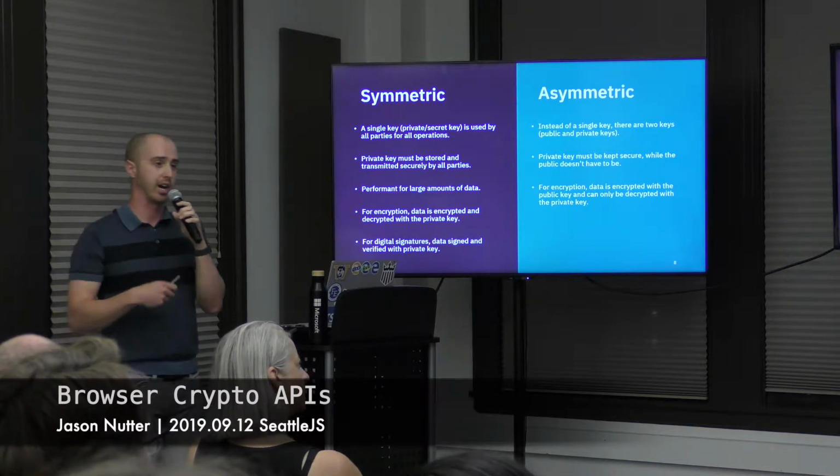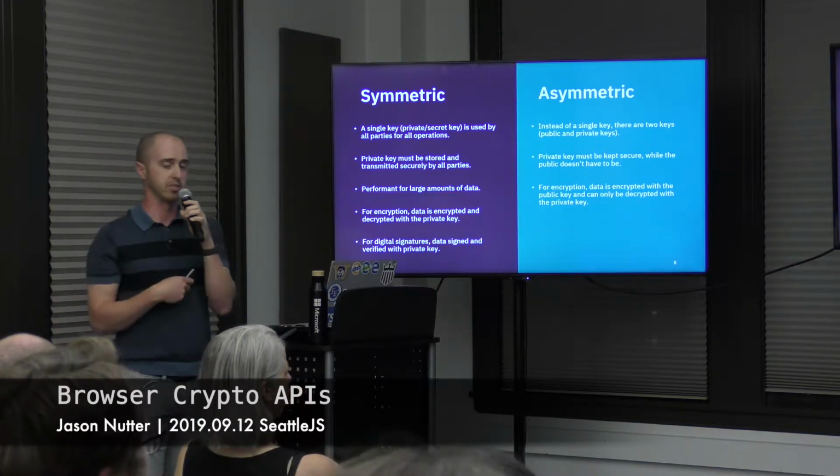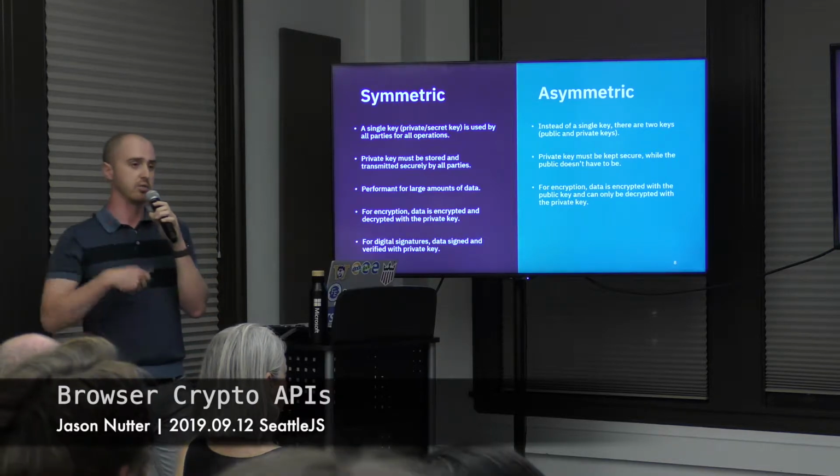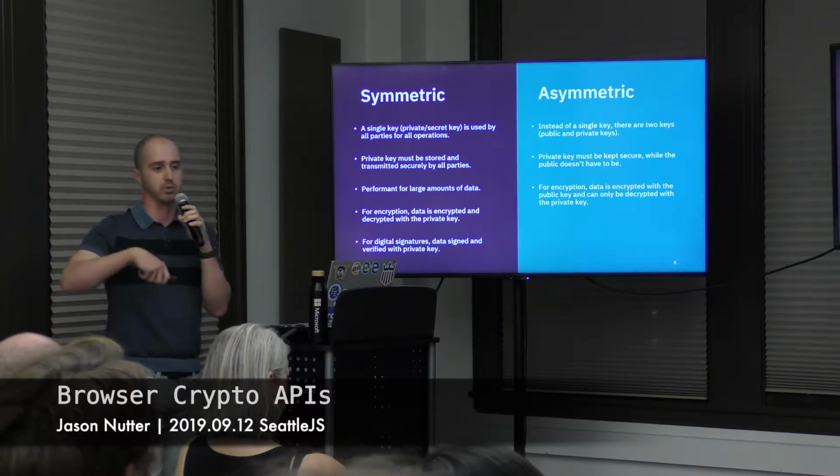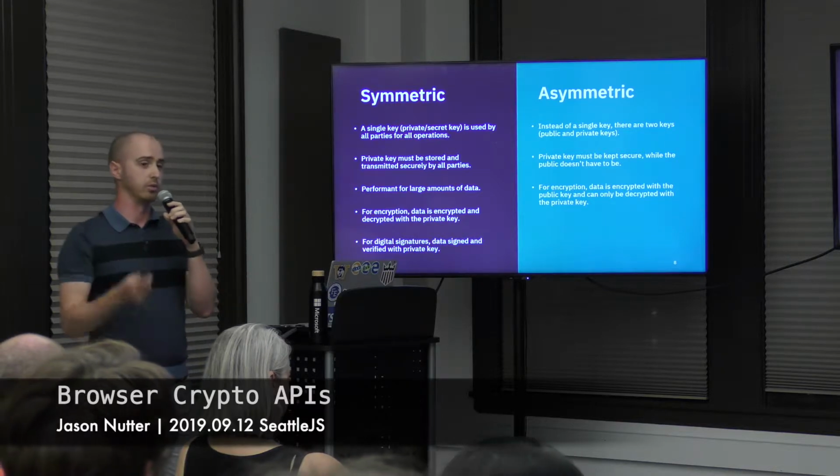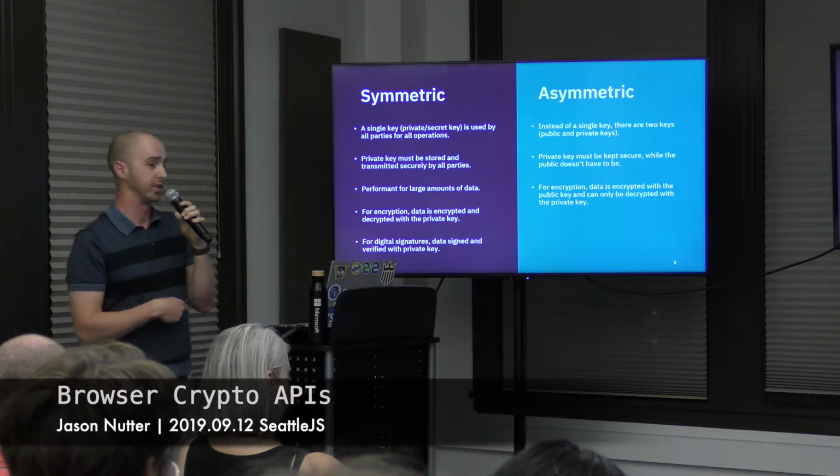So what you can do is, if you have a system and you want some other system to send you encrypted information that you can read, you give them the public key, they encrypt that data with the public key, they send it to you, and only you, who has possession of the private key, can decrypt it.